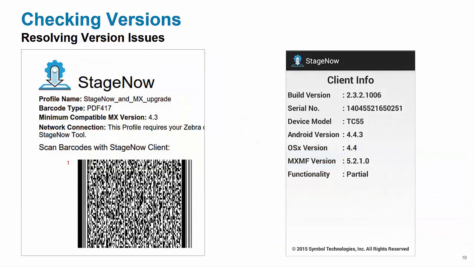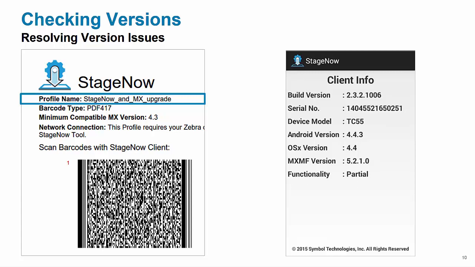To resolve the problem, simply stage the StageNow and MX upgrade profile that comes bundled with every StageNow version. You would have to go through a few wizard steps first in order to specify the WLAN parameters, but you can skip the whole deployment section as it is already pre-configured.